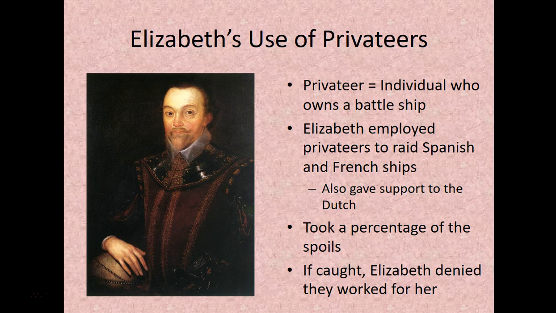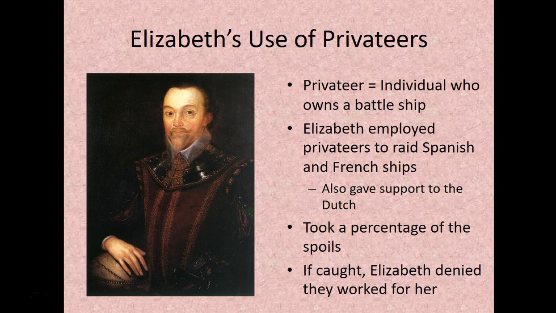Now, a privateer is an individual who owned their own battleship. And what she would do is she would allow these privateers to commit piracy against Spanish and French ships. So she was perfectly fine with them attacking Spanish and French ships, and she would take a percentage of whatever they stole from these ships.